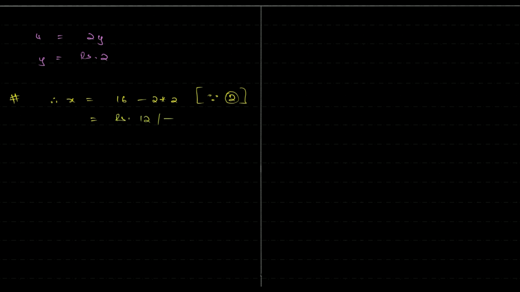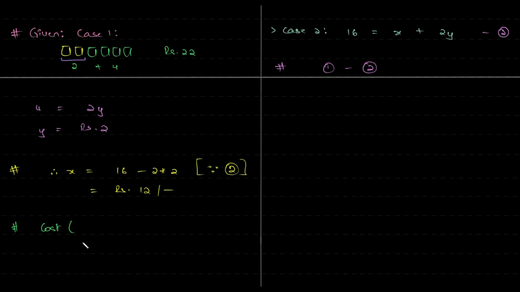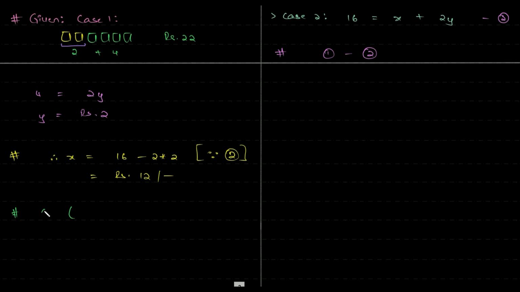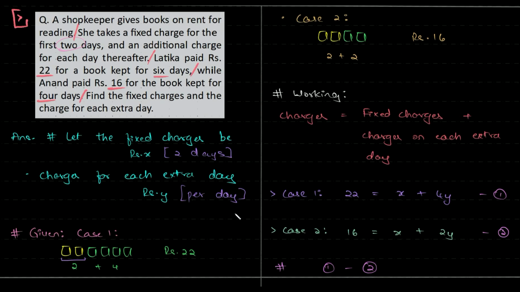And at last we can end up with the answer. Fixed charges is equal to rupees 12 and per day charge is equal to rupees 2. That's it. So again, here the key thing is the diagram.